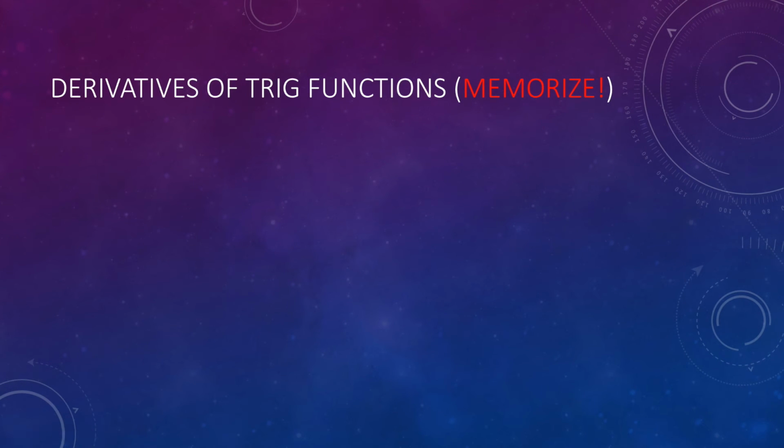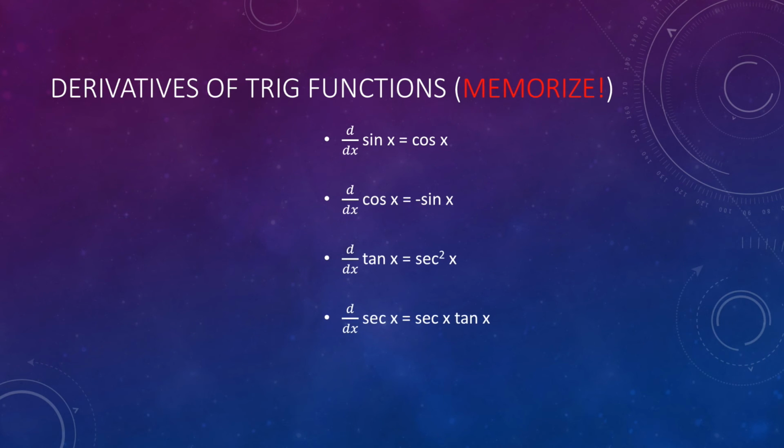Let's just go over a few derivatives of trig functions. You really should memorize these. First is that the derivative of sine x is cosine x. The derivative of cosine x is negative sine x. The derivative of tan x is secant squared x. The derivative of secant x is secant x tan x. And the derivative of cosecant x is negative cosecant x times cotangent x. You're going to want to memorize these because you're probably going to need them for a quiz or test.